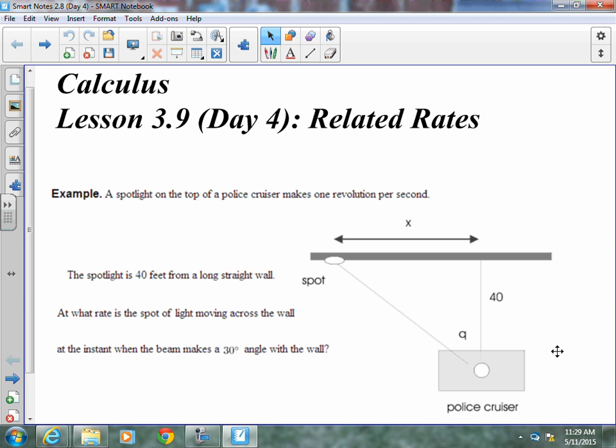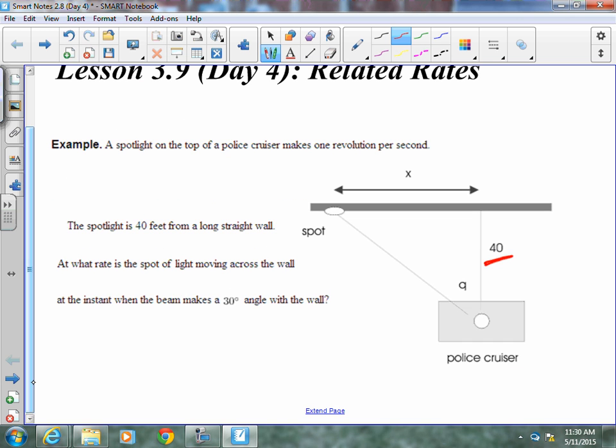So this says a spotlight on the top of the police cruiser makes 1 revolution per second. The spotlight is 40 feet from a long straight wall. At what rate is the spot of light moving across the wall at the instant when the beam makes a 30-degree angle with the wall? There are lots of ways to talk about this. The 30-degree angle with the wall means this angle.